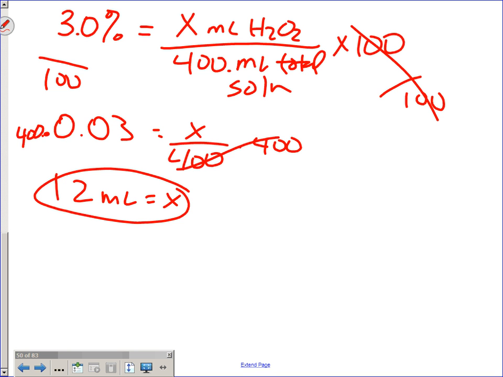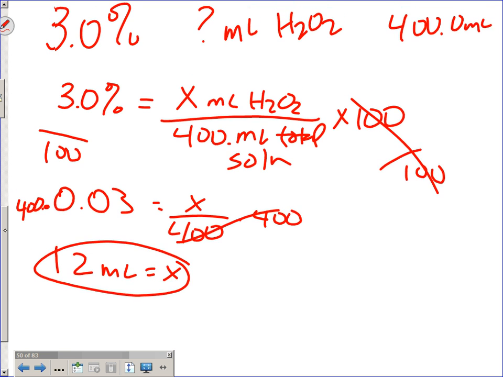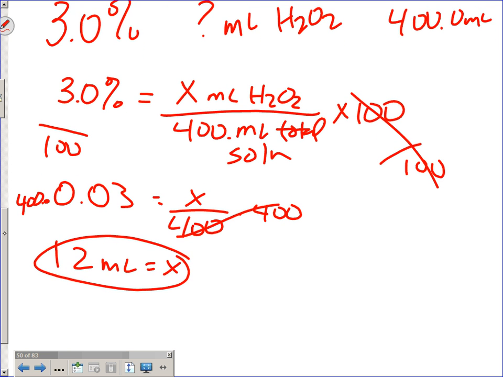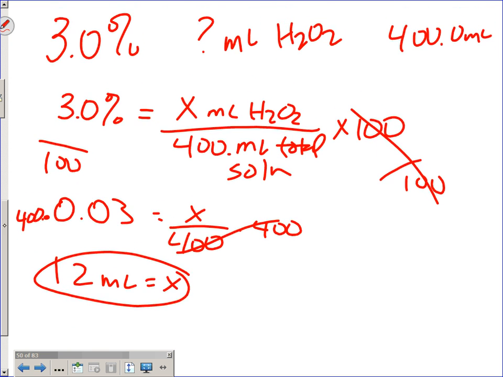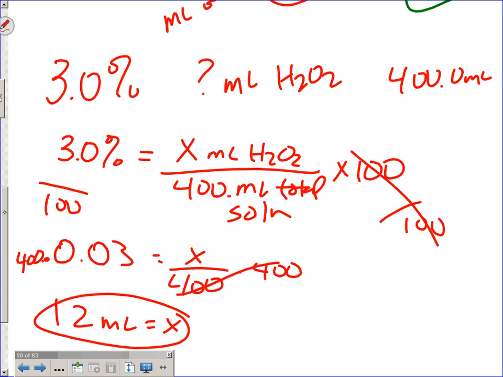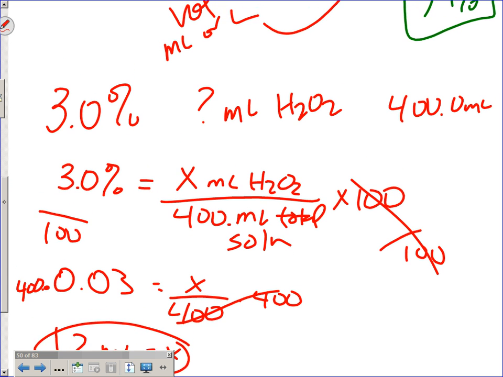Caroline, you have a question? Why do you use the X? I'm using it as a placeholder, as an algebraic expression. It's what I'm solving for. Oh, okay. Nick, question?